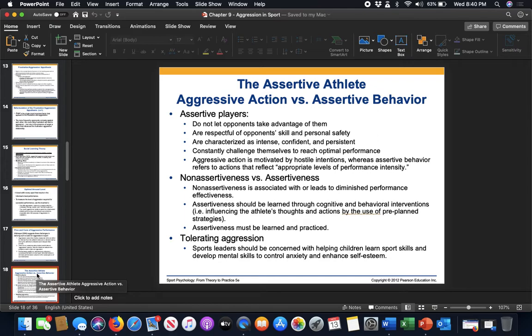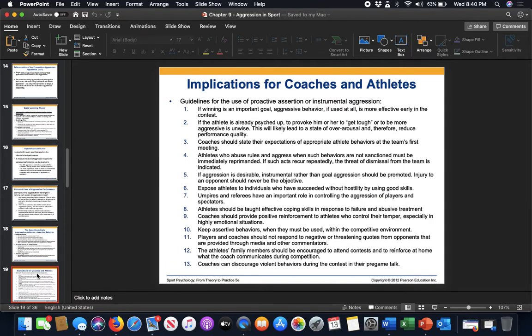And then what that leads to is, through tolerating aggression, you end up with a better control of anxiety, and you end up with a better level of self-esteem. So kids appreciate themselves a little bit more at that point.